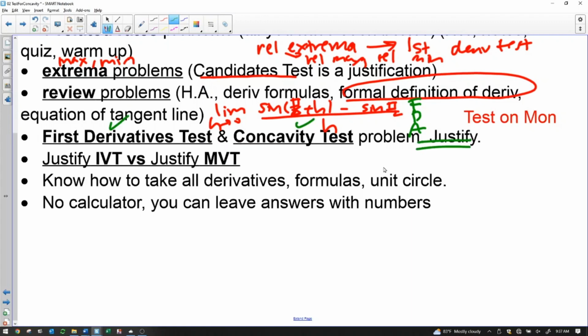You need to know how to justify. I'll talk about justifying today. The IBT and MBT proofs. Do you remember that?